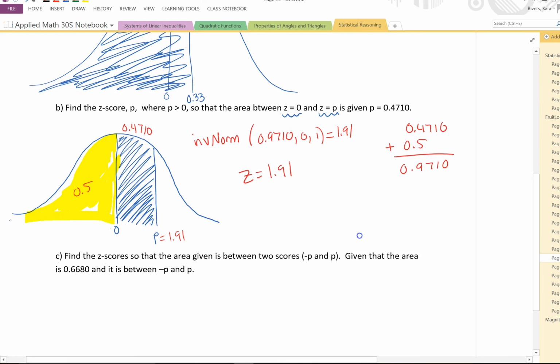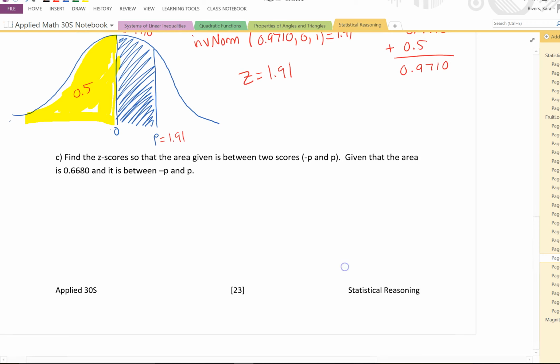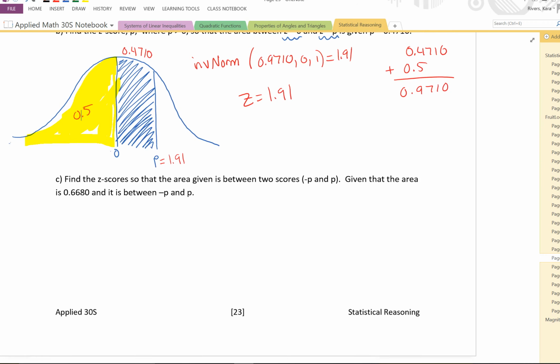All right, the last example. C, it says find the z-scores so that the area given is between two scores, negative P and P. Given that the area is 0.6680 and it's between negative P and P. So what they're saying here, the fact that it's negative P and P is nice because that means they're equal distances away from each other.